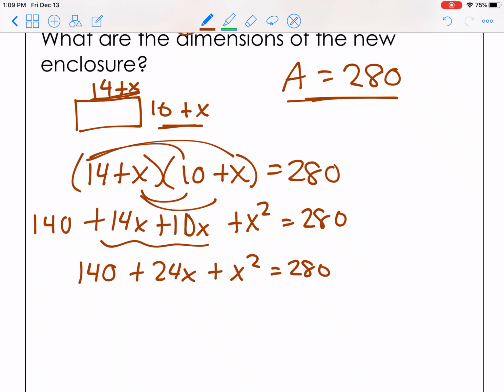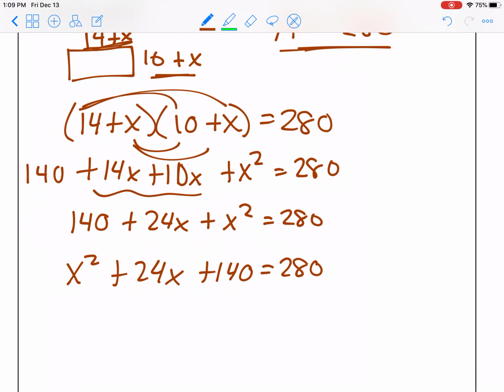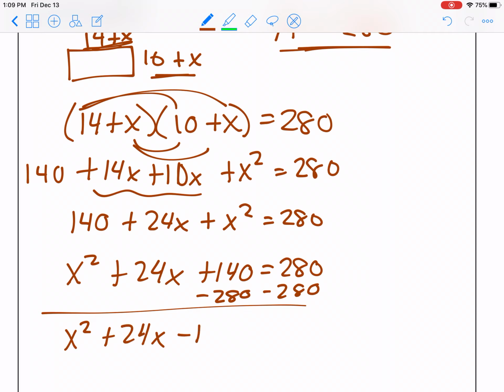Okay, this is not in standard form, so I'm just going to move it into standard form by just rewriting things. So x squared first, then 24x, then plus 140. Okay, one more step. We want to set it equal to 0, so I'm going to subtract 280 from both sides. X squared plus 24x minus 140 equals 0.